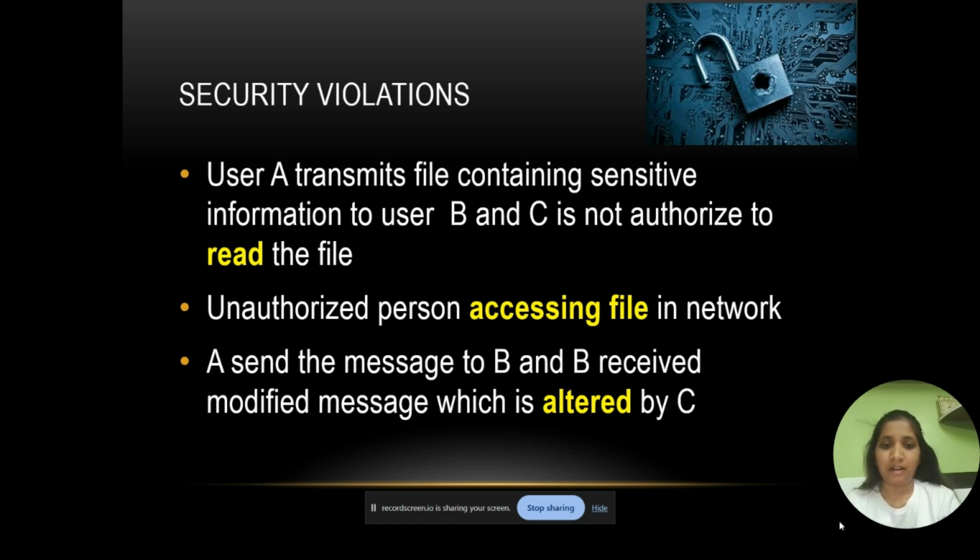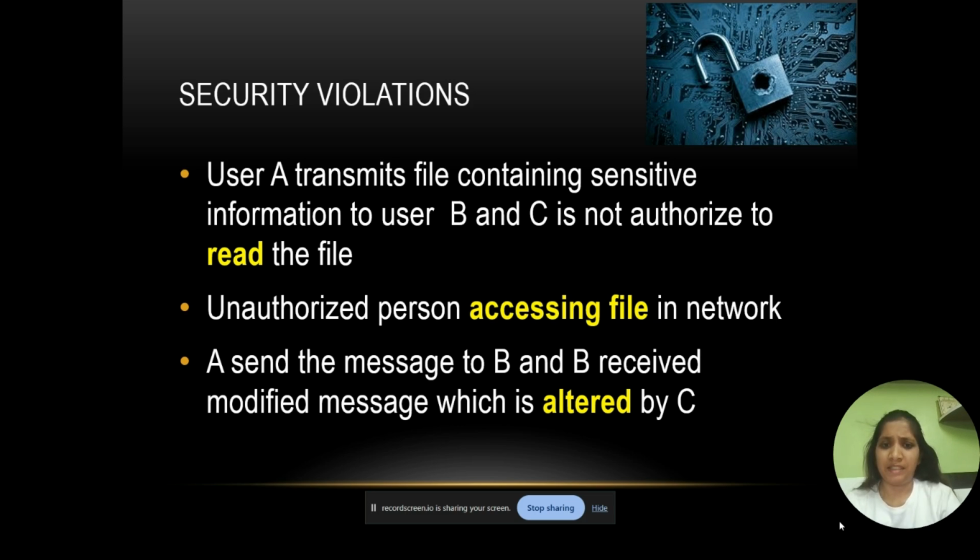Second example, unauthorized access to files over a network. Imagine an attacker or unauthorized person manages to access files on the network. This could happen due to weak passwords, unencrypted files, or network vulnerabilities. This is a direct security breach that can lead to data leaks and identity theft. For example, a hacker exploits an open Wi-Fi network and accesses private company files.